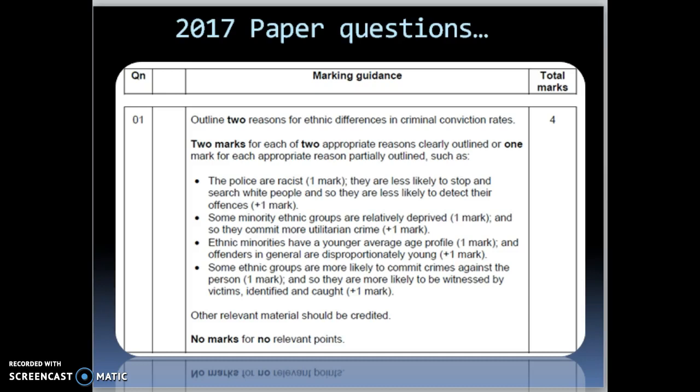So the police are racist. This means they are more likely to stop and search white people. This means they are less likely to appear on conviction rates. Therefore, this is one of the reasons. Okay.